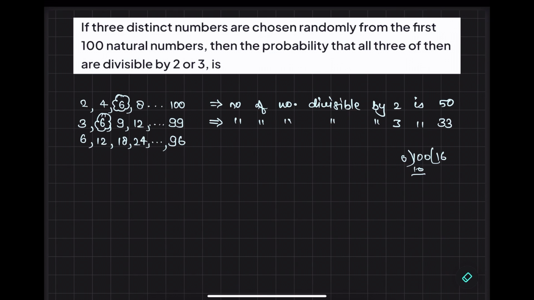Okay, now look at this. We have to go with the same idea that we have understood previously. Number of numbers divisible by 6 is what? So it is 16.